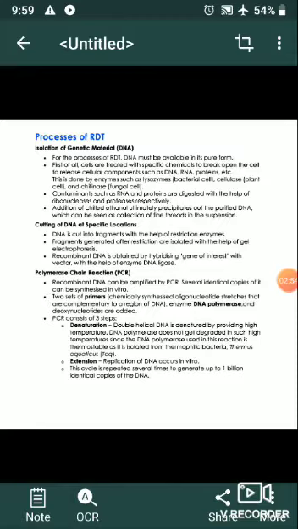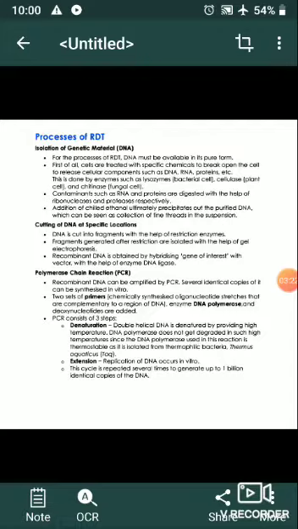First, isolation of genetic material. Enzymes such as cellulase, chitinase, lysozyme, ligase, etc. are used to extract DNA from the desired organism. For the process, DNA must be available in its pure form.